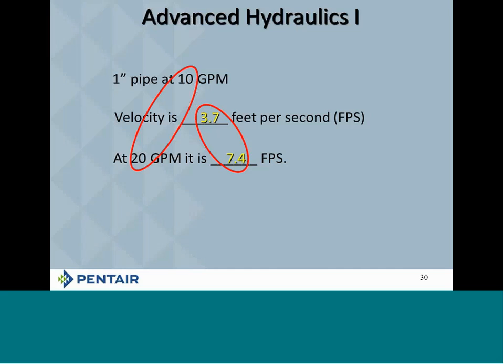Very, very important, because remember, when you double the velocity, you also wind up doubling your friction loss, and that really starts to get nasty after a while. So that's why it's so important that we understand and keep that velocity down.